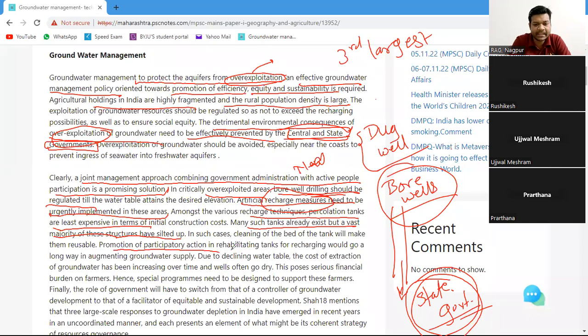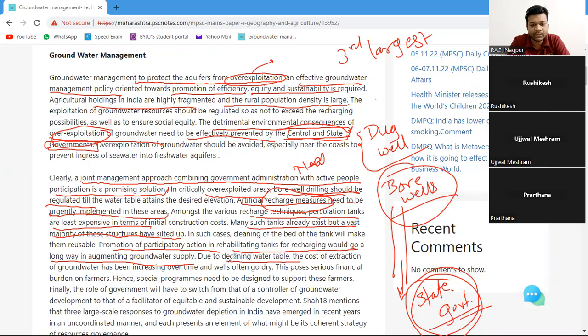Promotion of participatory action in rehabilitating tanks for recharge would go a long way in augmenting groundwater supply. So this cleaning will give you the rehabilitation of the tank itself, and it will ensure a large amount of groundwater supply.